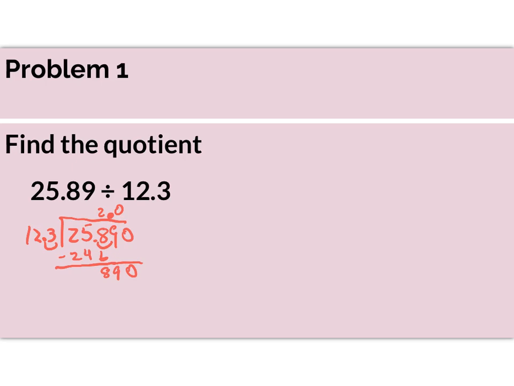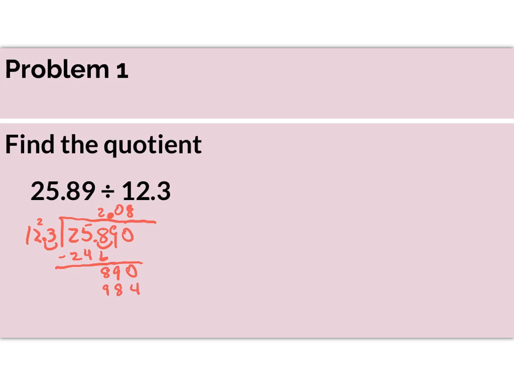So this is where we got to do some rough estimation. 12 and 89. 12 times 7 is 84. So let's try 8 and see how we do. 8 times 3 is 24. Carry the 2. 8 times 2 is 16, plus 2 is 18. 8 times 1 is 8, plus 1 is 9.